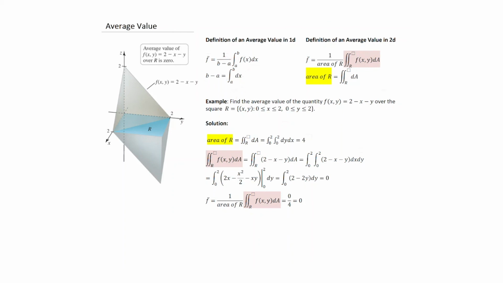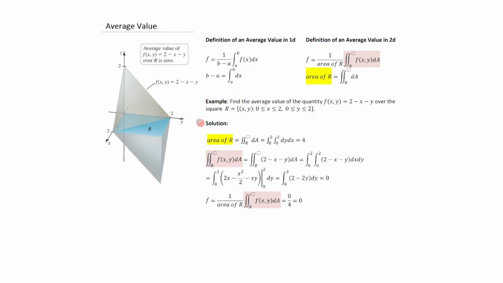If we now extend this to 2 dimensions, then what we're working with here is an integral over an area divided by an area. The area of the region will just be double integral dA. So here we would have to substitute the function and integrate. Here we just integrate dA, which would be the area of the region. So let's take an example for the 2D case. Find the average value of the quantity f(x,y) equals 2 minus x minus y over the square region, 0 is less than or equal to x is less than or equal to 2, and 0 is less than or equal to y is less than or equal to 2.